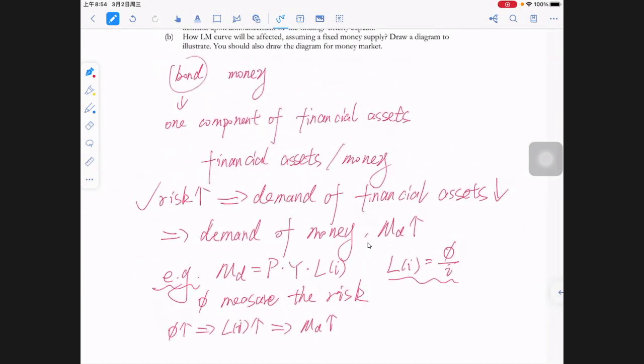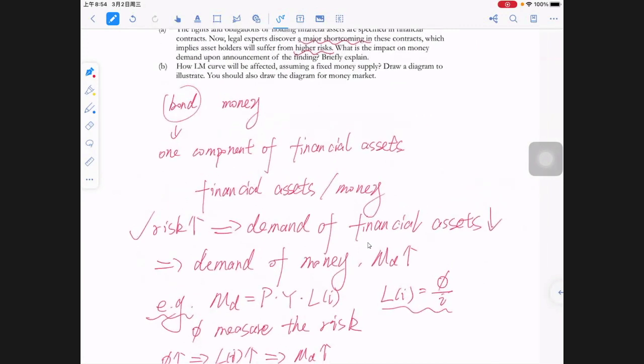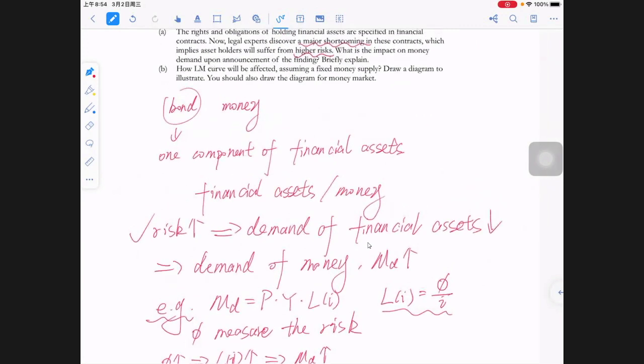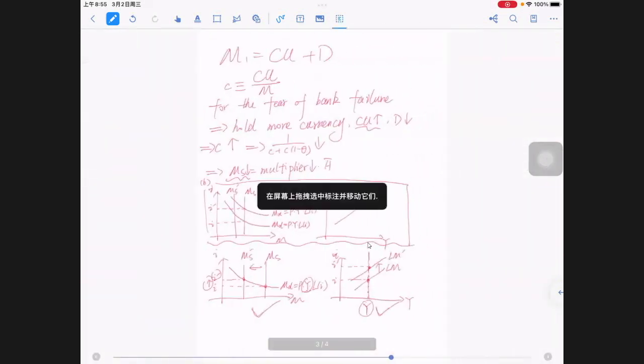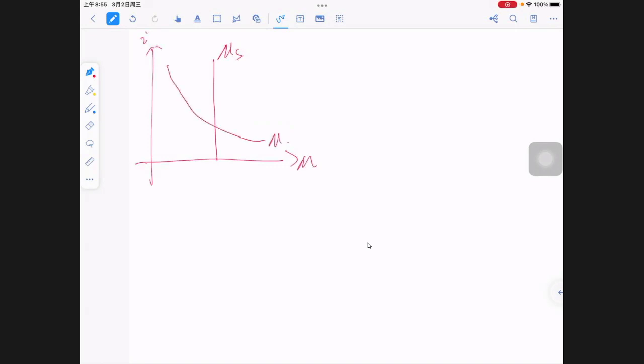And then let's go back to the question. Question B: how will the LM curve be affected? Assume a fixed money supply. Draw a diagram to illustrate. You should also draw a diagram for the money market. So it is just like this. First, you should draw the diagram for the financial market, with money supply and money demand here, right?